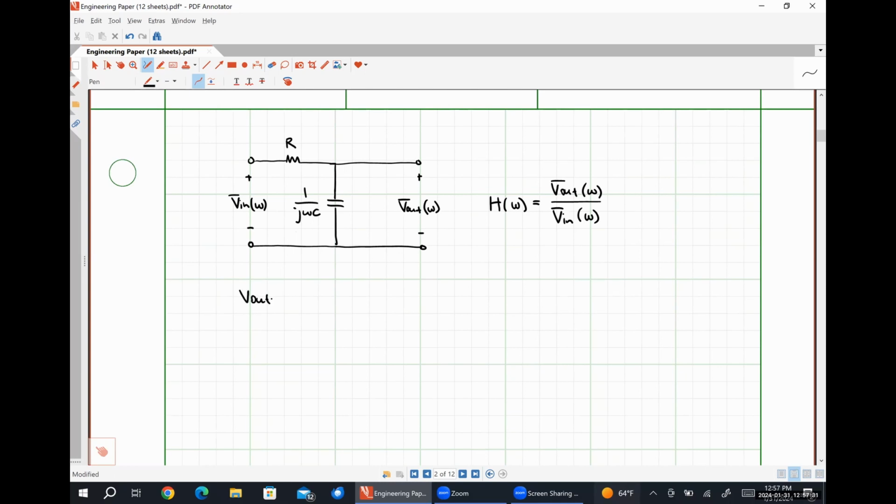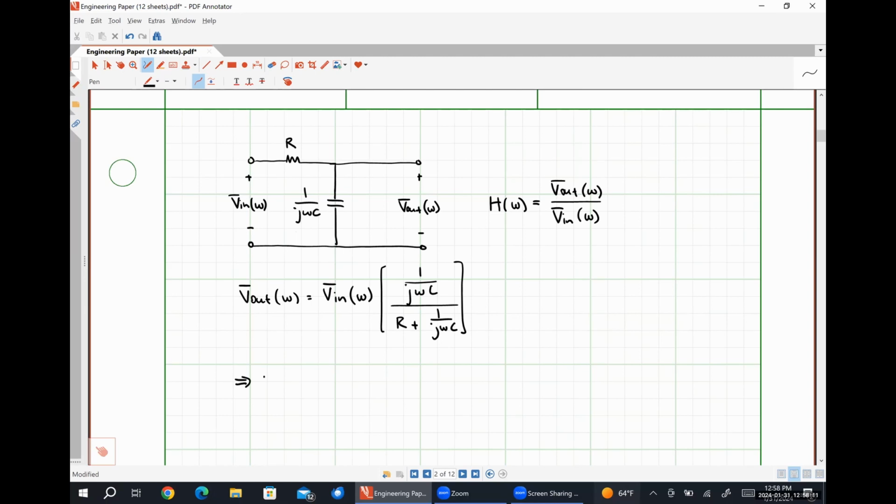So our output voltage, V out, and I'm probably going to wind up dropping the "as a function of omega" bit here in a minute just because I'm lazy and I don't want to keep writing it down. So I'm just giving you fair warning. We're always talking about frequency dependency here. It's just going to be V in as a function of omega times the impedance of our capacitor. So that's going to look like 1 over j omega C divided by R plus 1 over j omega C.